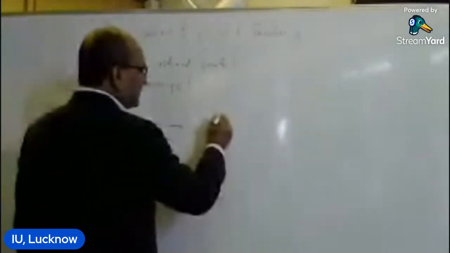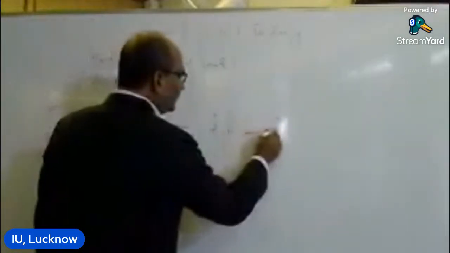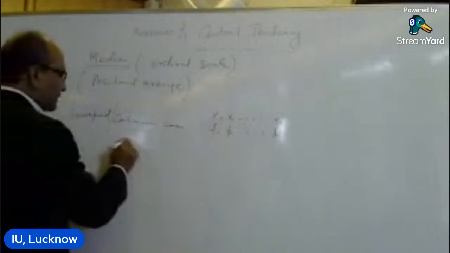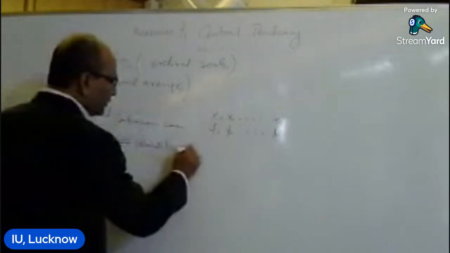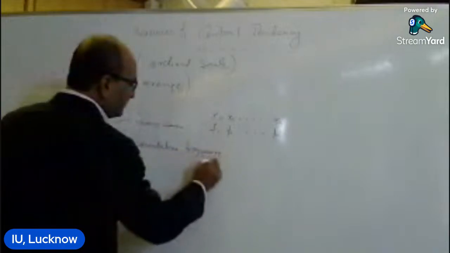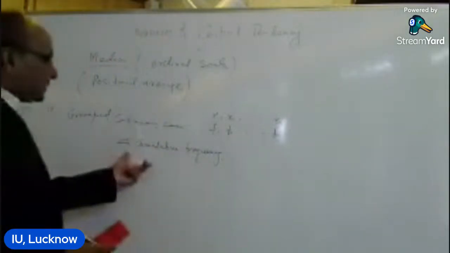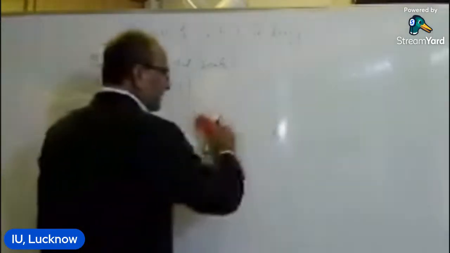So suppose the data are given x1, x2, xn with their frequency f1, f2 and fn. Then first find the cumulative frequency. Cumulative frequency is nothing but just add up all the frequency. So we just take an example and that will be more clear to you.